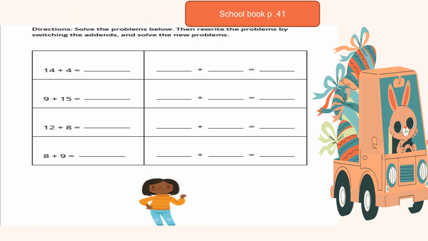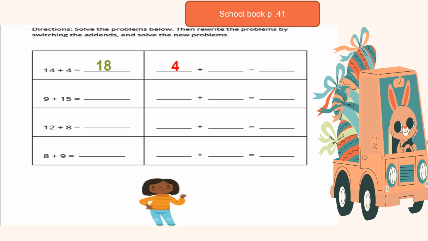Solve the problems below. Then rewrite the problems by switching the addends and solve the new problems. Problem number 1, 14 plus 4. After 14: 15, 16, 17, 18. Let's switch our addends. Do you remember our rule? We can switch addends and the sum will not change. So, 4 plus 14 equals 18.